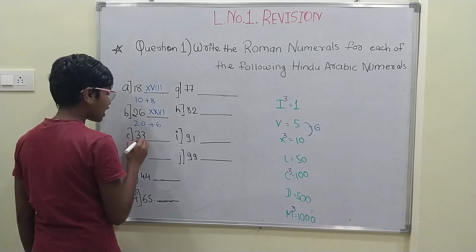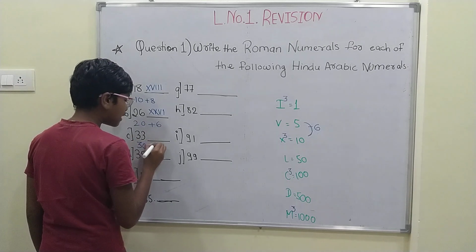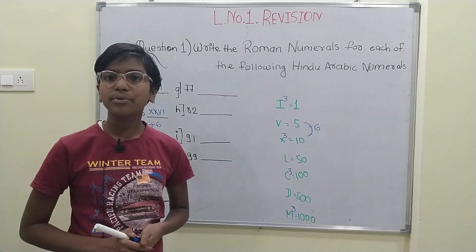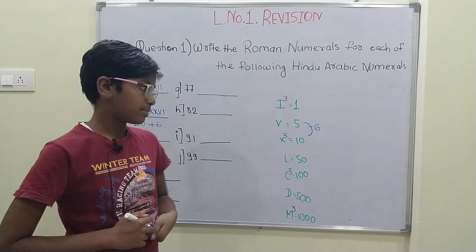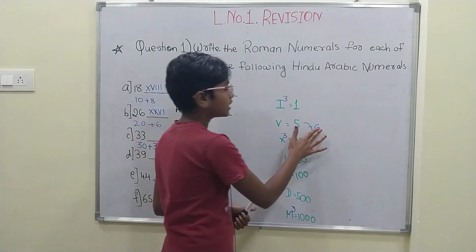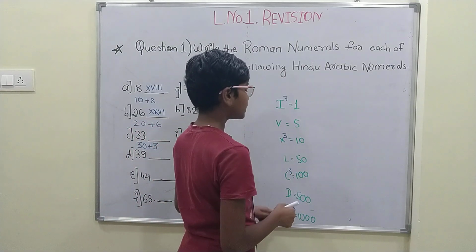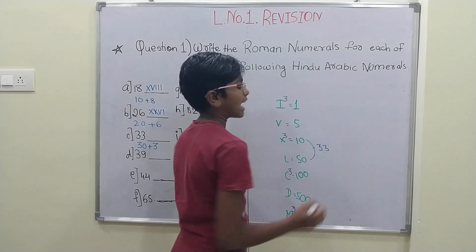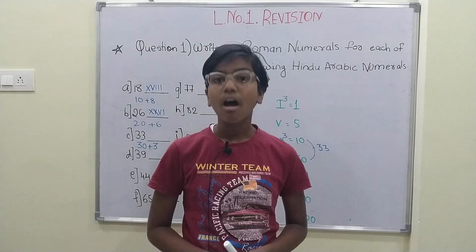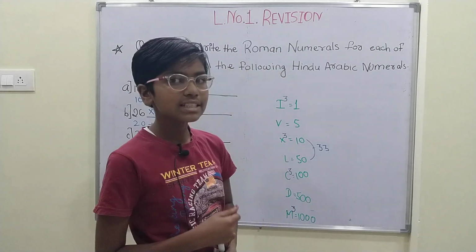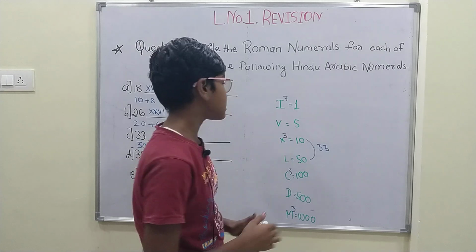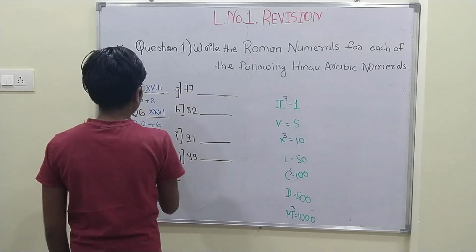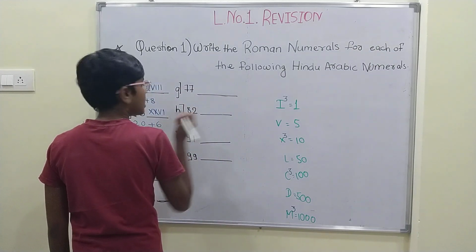33. I know how I write 33. 30 plus 3 gives me 33. So it's very easy to find how to write 33. It means I know where 33 lies: 33 lies between 10 and 50. But why should I take tension for the 50s? I will only clear it in the tens place. I know I can repeat it 3 times, so I can write 30 here itself: triple X and triple I.